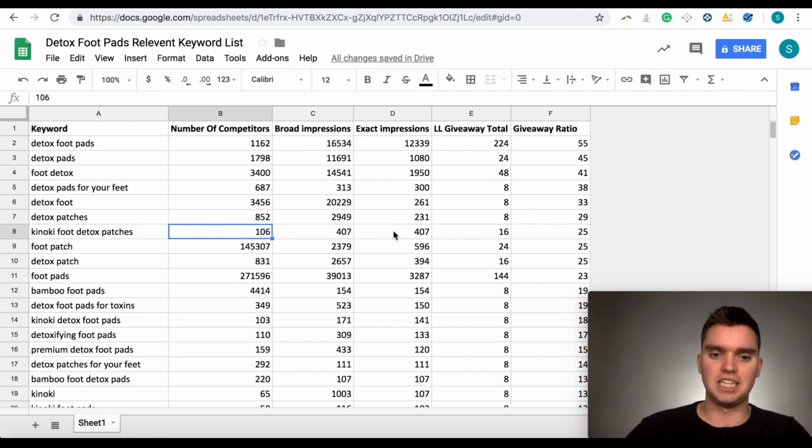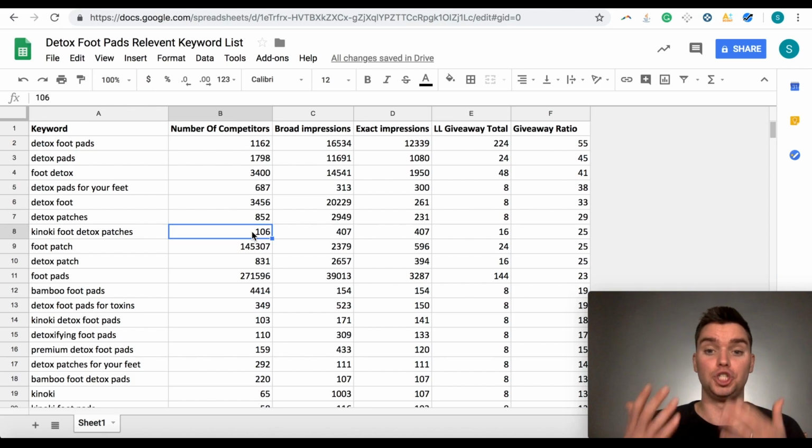Look, there's a similar number of exact search, and there's a similar number of search impressions. There is a little bit more for foot patch, but not a ton more. So you get a little bit less searches per month, but still a decent amount for significantly less competition. So you have to ask yourself, which one would you rather rank for?